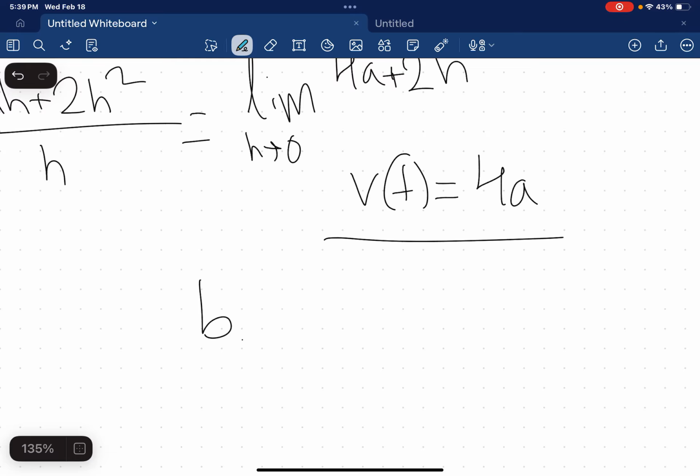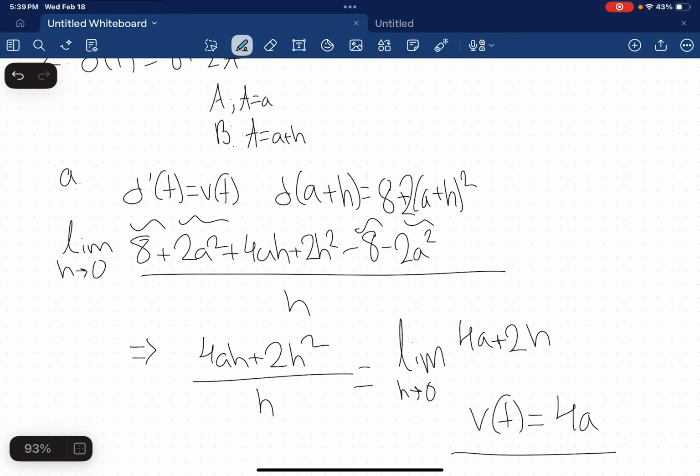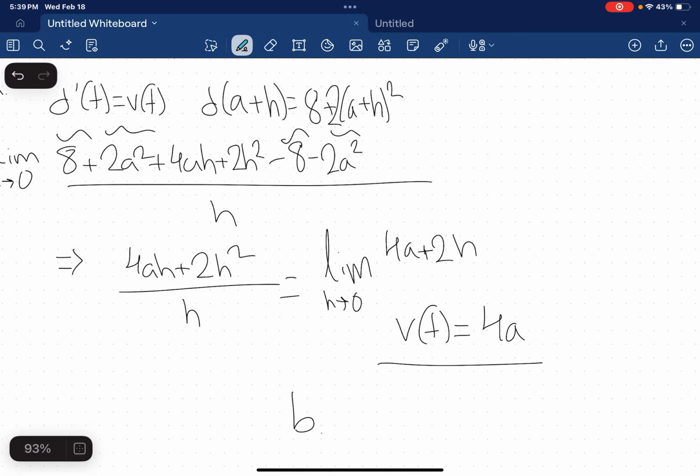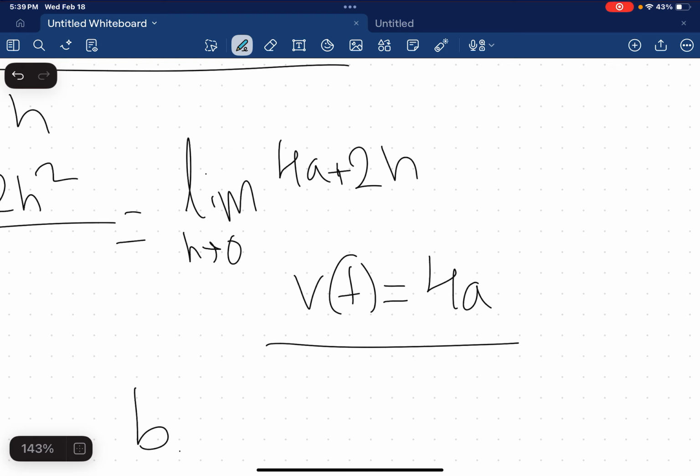Part B says to find the instantaneous velocity, which is just going to be speed, of the particle as it passes through point A. Recall what we said earlier: when it passes through point A, t is going to be equal to A.